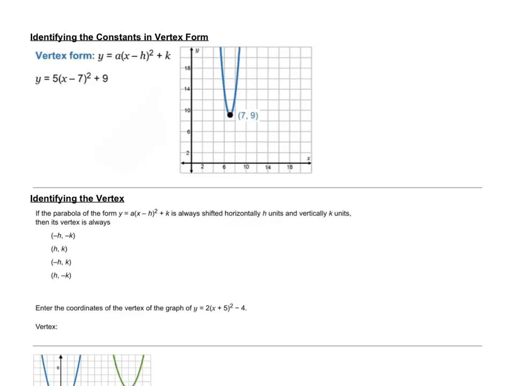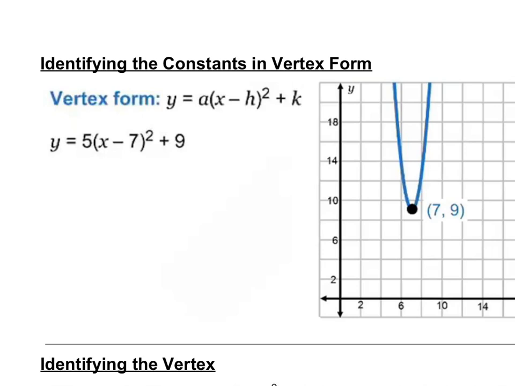Now it's kind of hard to identify what this number should be. If I think about my parent function, they give us this function here, y equals 5 times x minus 7 quantity squared plus 9. If I were to think of another one, the graph of the parent function y equals x squared, I know that on that graph I have the point 0, 0, the point 1, 1, and the point 2, 4.